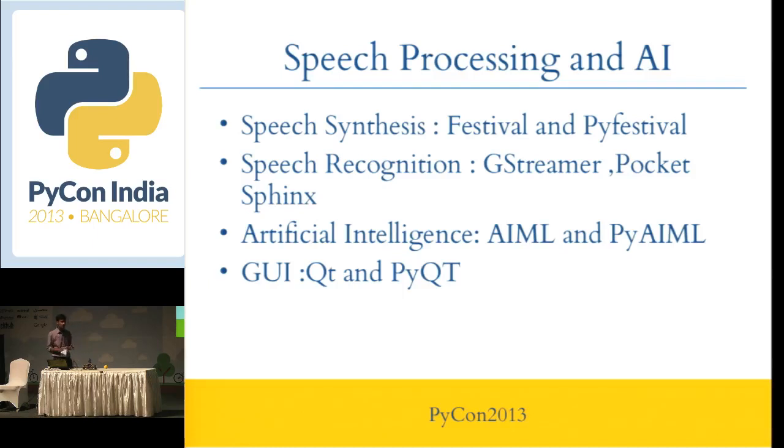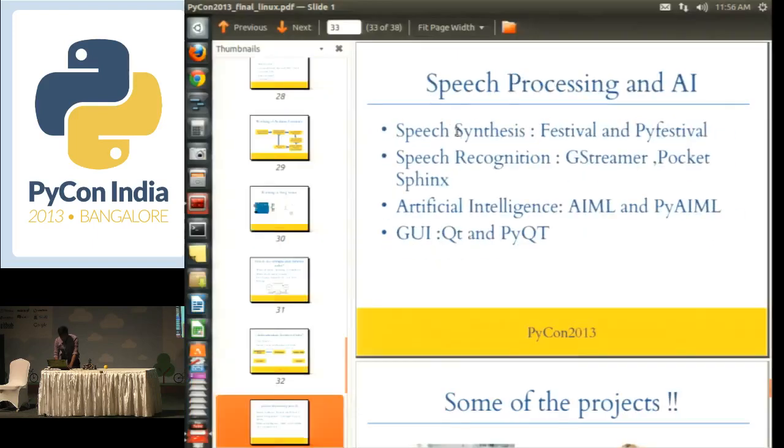Then, for making a GUI for a robot, we can make a GUI for controlling it, for moving left, moving right, moving front. There is a provision for making a GUI using Python. Qt is a very famous UI interface designer software, and there is a wrapper for Qt called PyQt. We can make a GUI for the robot using PyQt. So I will demonstrate one by one.